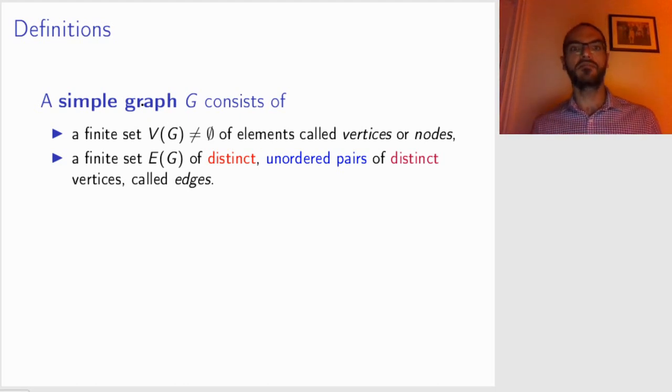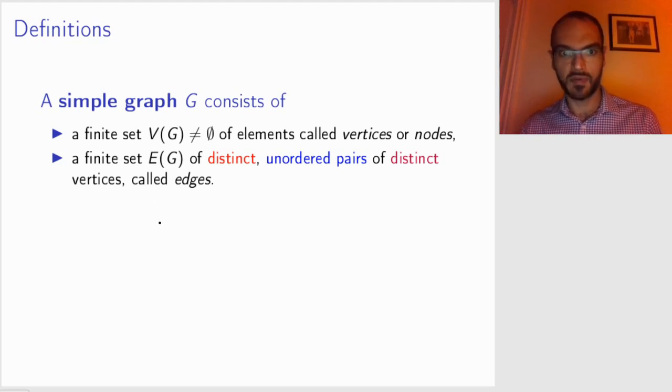So we define a simple graph to consist of two things: a set of vertices and a set of edges. Now, the set of vertices is required to be finite and non-empty, just a set that's finite and non-empty. And the edges are pairs of vertices. I will discuss a bit more in a moment what we mean by distinct unordered pairs of distinct vertices, but let's look at an example.